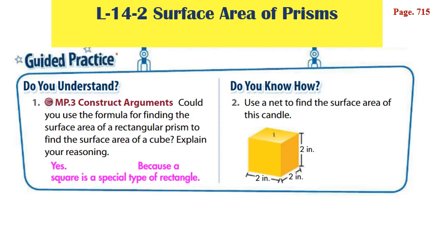Now, guided practice part 2, do you know how? Okay, question number 2. Use a net to find the surface area of this candle. What is the answer? Great. 6 times 2 to the power 2 equals 6 times 4 equals 24 square inches. 2 times 2 equals 4 square inches. The surface area of the candle equals 6 times 4 equals 24 square inches.